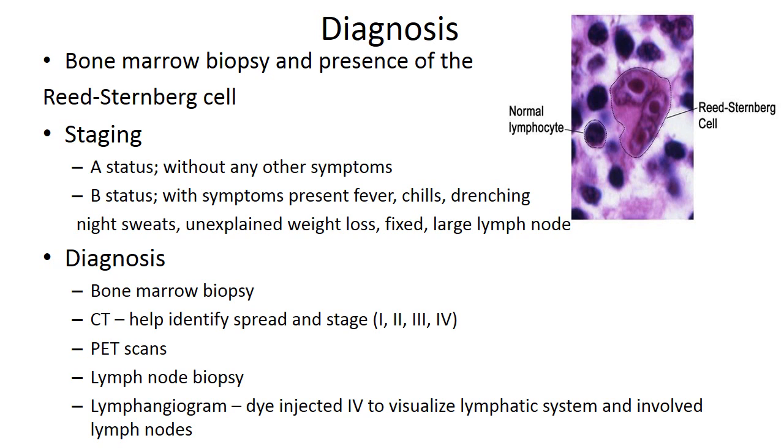There are different stages or staging with Hodgkin's lymphoma. So with the staging, they may define Hodgkin's lymphoma as an A status Hodgkin's lymphoma, which means it's without any other symptoms. Or they may define it as a B status lymphoma, which means that symptoms are present. And those symptoms that we think of are the large fixed lymph nodes, the fever, the chills, the night sweats, unexplained weight loss. So those are the common diagnostic signs and symptoms that we will see with B status lymphoma.